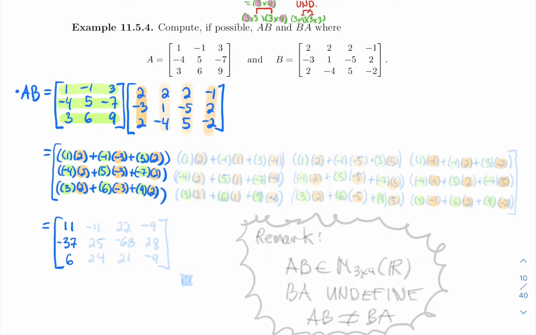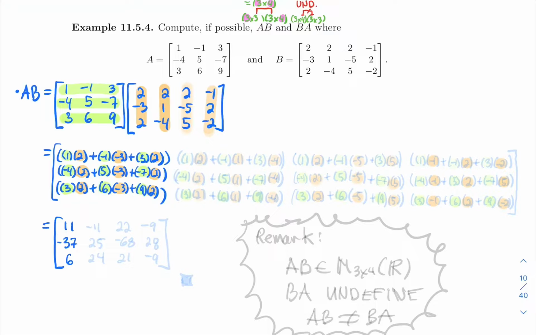Now if I move on to my second column, so same idea. Okay, so you're using now the second column, and you're going to do dot product with the second column, with the first row, second row, and third row to get the entries of your answer in the second column, first row, second row, and third row, respectively.